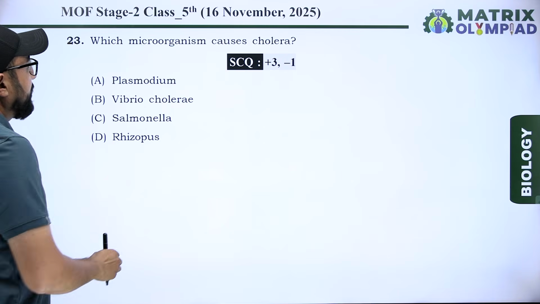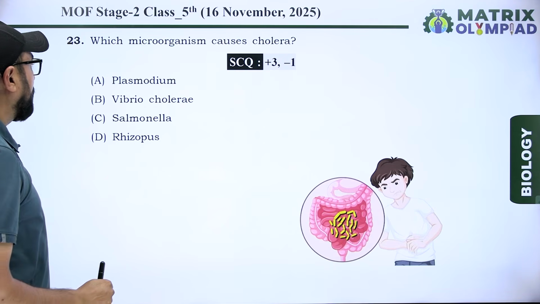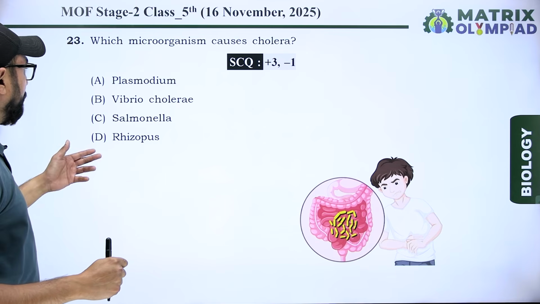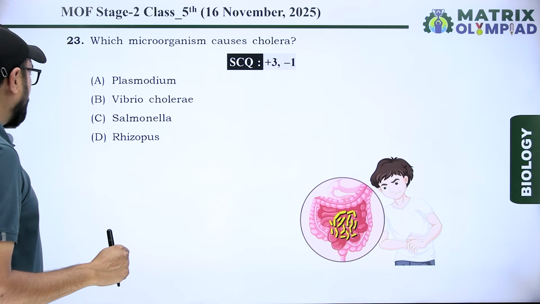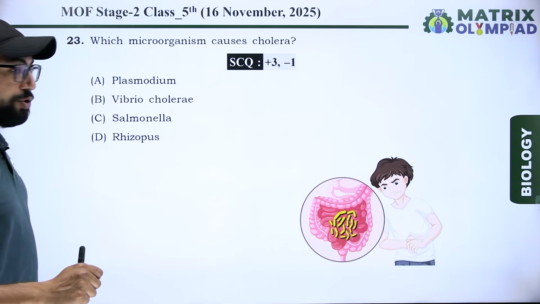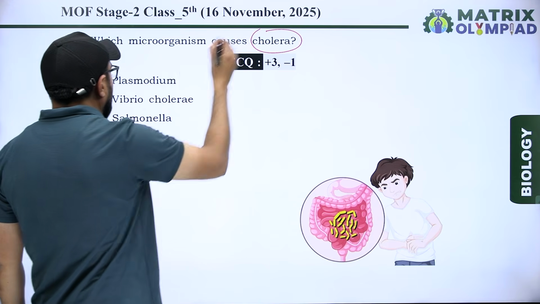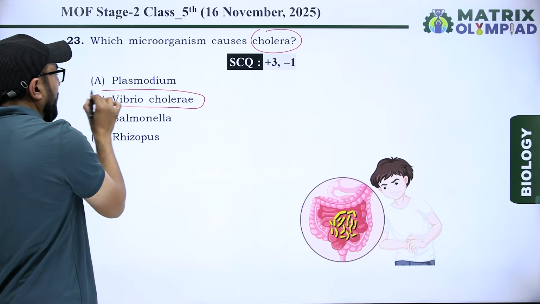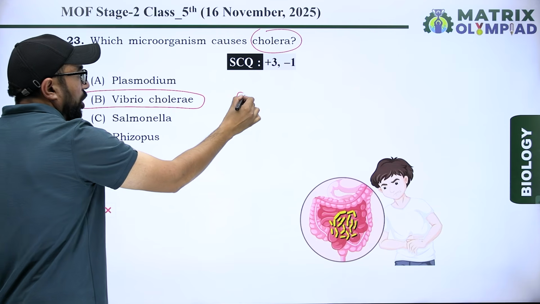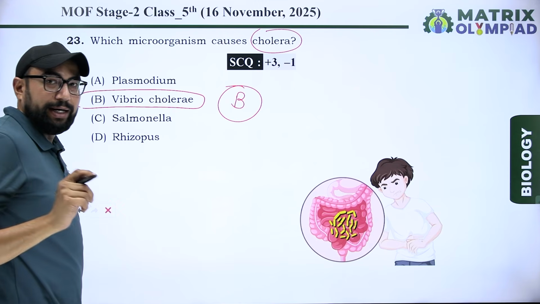Which microorganism causes cholera? Plasmodium, Vibrio cholerae, Salmonella, and rhizopus. Our right answer for cholera is Vibrio cholerae. Vibrio cholerae, option B is right.